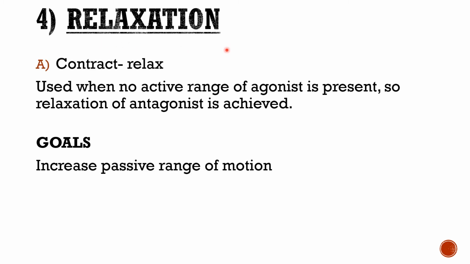The fourth one is relaxation. It has contract relax and hold relax. Now contract relax is when the agonist has no active range, then obviously what will the antagonist do, it will become relaxed. And the purpose of contract relax is that it increases the passive range of motion.